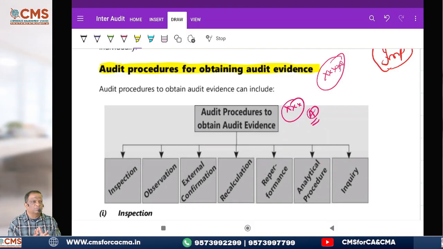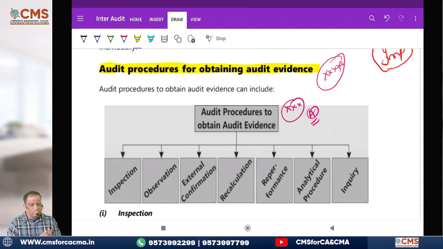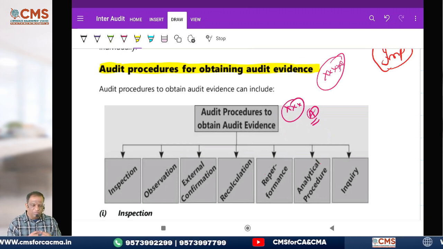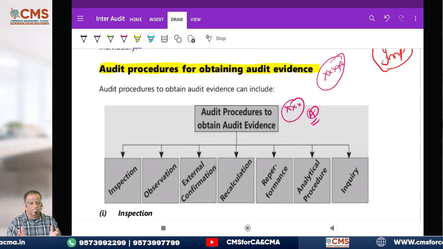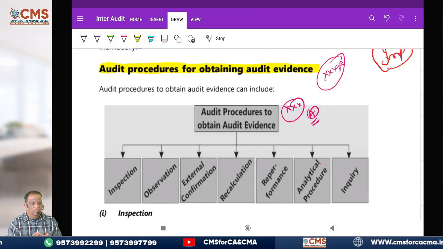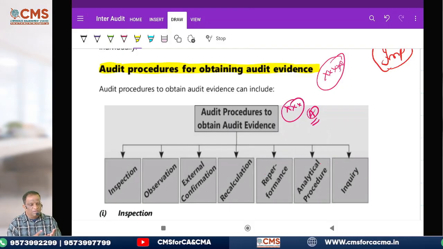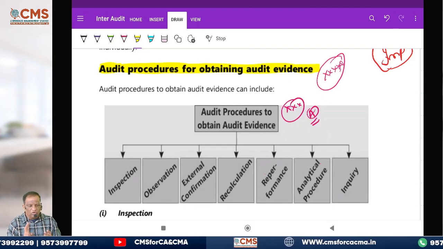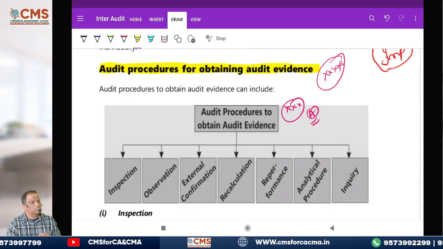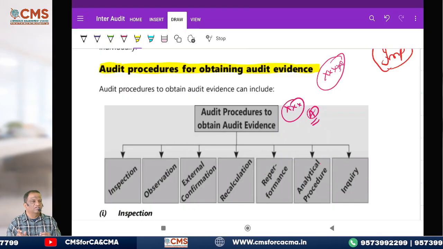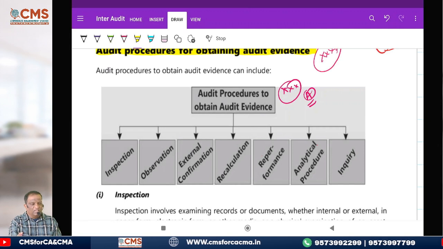Now, what are the various audit procedures? Inspection, observation, external confirmation, recalculation, reperformance, analytical procedures, and inquiry. Now, first let us look at it. We will revise it. What are the first three types? Inspection, observation, and external confirmation. What are the next two? Recalculation and reperformance. What are the last two? Analytical procedures and inquiry.